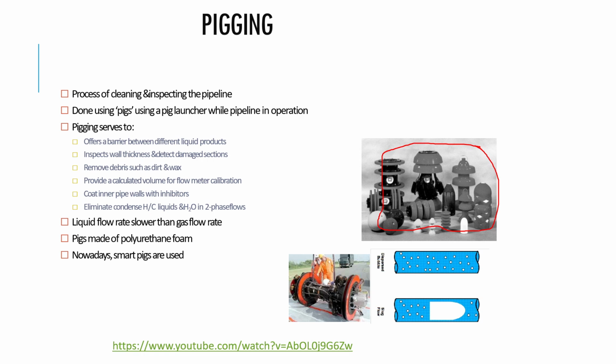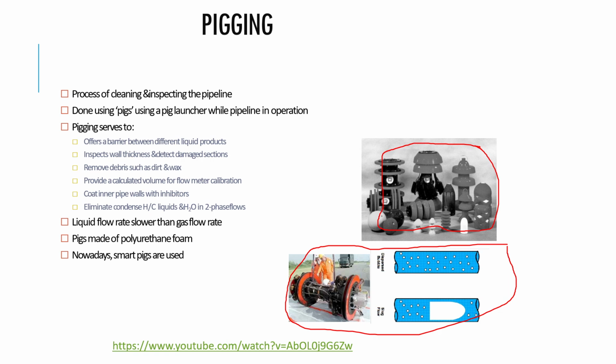And normally, as you know, when you have the two-phase flow, the liquid will flow at a velocity less than the gas, and the pigs will be made normally of polyurethane foam. And nowadays we can see what's called the smart pigs. And this is again a description of how pigs work, for example in the cleaning. But the main target is the cleaning and the pipe inspection.